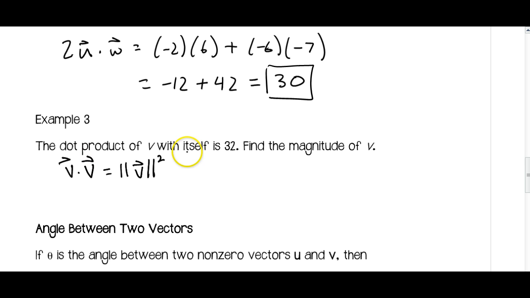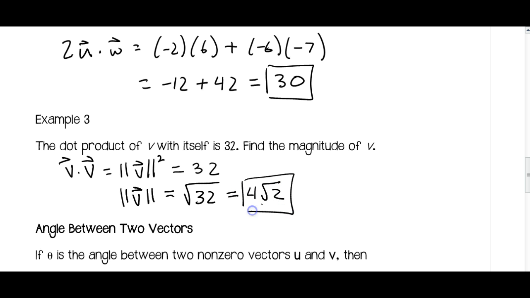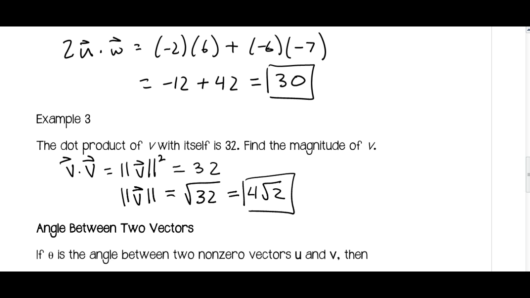Okay, so we know the dot product of v with itself is 32. So if I take the square root of both sides, then I end up with the magnitude of v is going to be the square root of 32, which is 16 times 2, so 4 root 2. And there's our answer. This would be the magnitude of v. So we don't know what the components are, but we do know what the magnitude is. Again, just an example of using one of our properties of dot product.